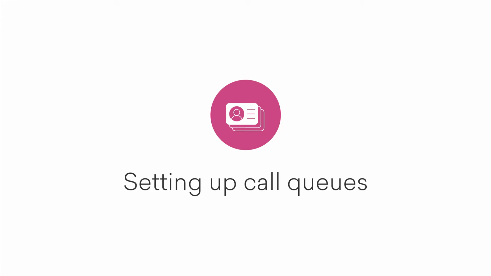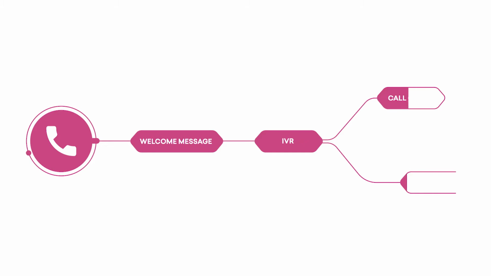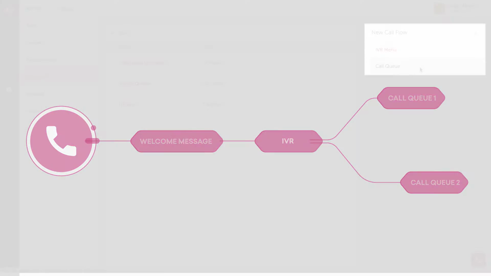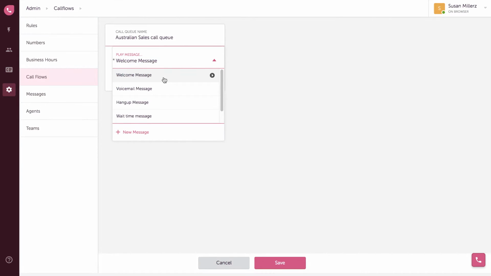Setting up a call flow with a call queue. There are 2 ways to set up a call flow from the Call Flows tab in your Admin panel. The first is to configure a call queue, and the second, setting up an IVR menu or phone tree. Click on Call Queue. You can specify the name of your call queue and choose a greeting message to welcome your callers. You can add an entirely new message from here too.